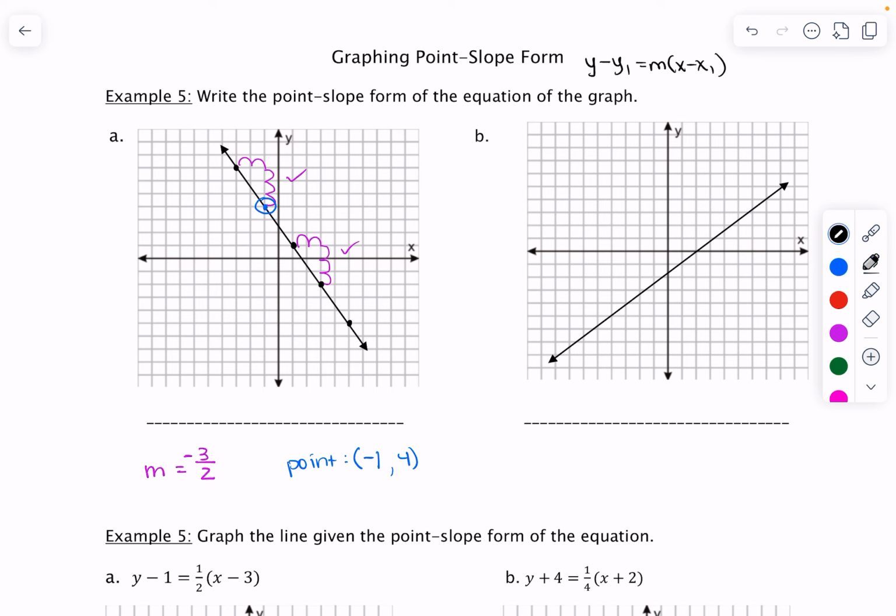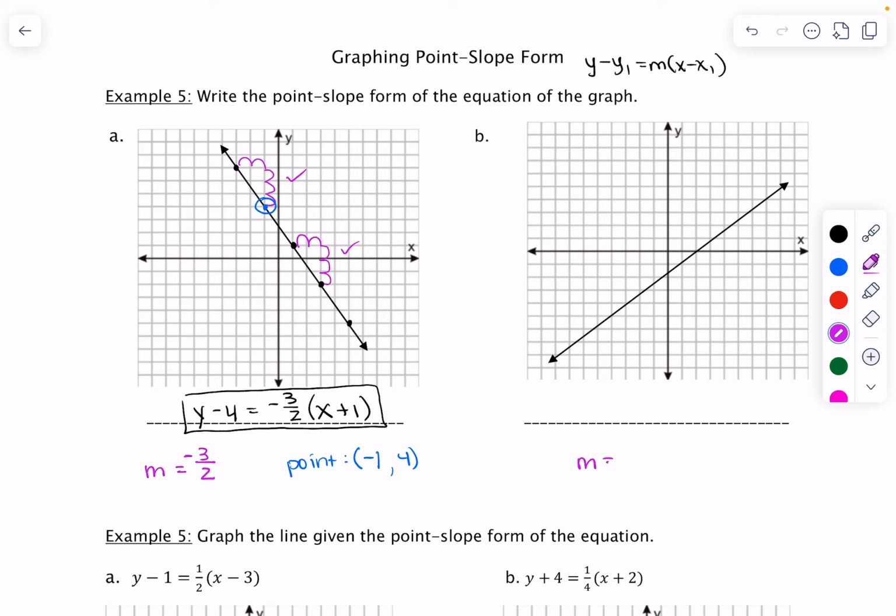I'm just going to go ahead and randomly pick this point right here, and that coordinate pair is -1, 4. Now that I know the point and I know a slope, I can go ahead and write my formula, my form. So y minus the 4 equals -3/2, which is the slope, x plus 1, change that sign. And that's my point slope form.